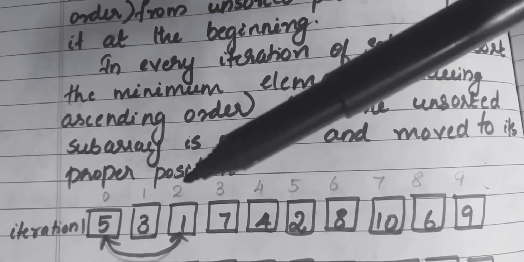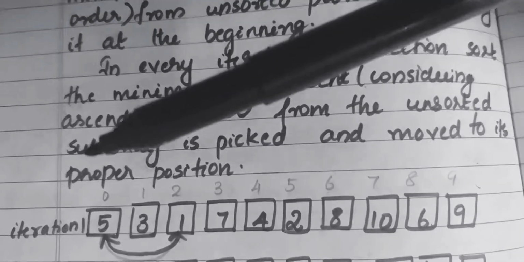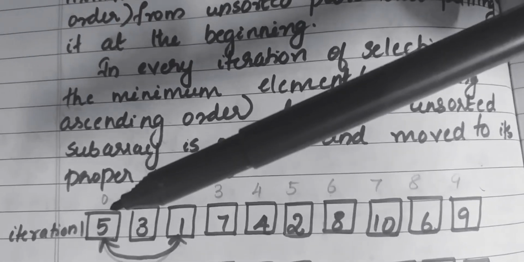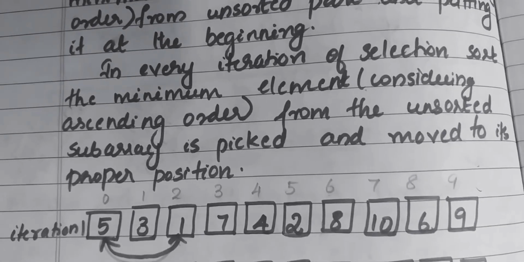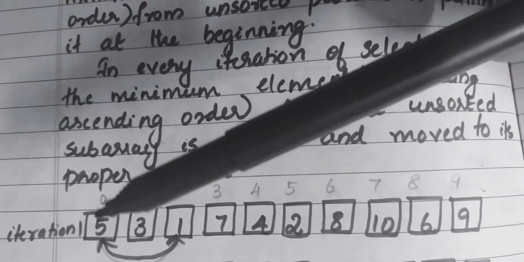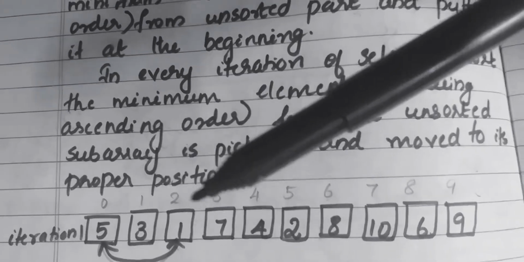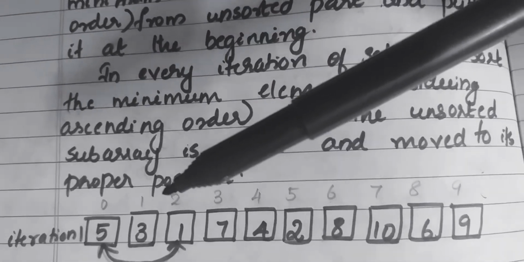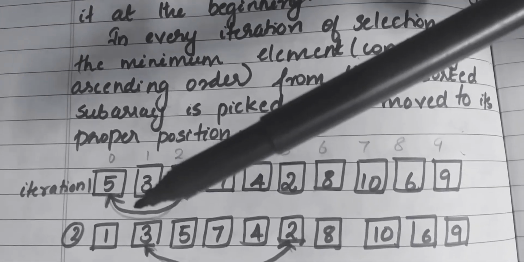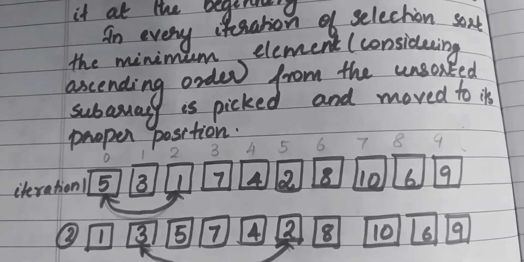The next thing we do is pick 1 from its position and swap it with the first element, 5. That is, we interchange the positions of 5 and 1. 1 is swapped to 5's position and 5 is swapped to 1's position. The remaining elements stay as they are, in their own places. So after the first iteration, the array looks like this: 1 comes to 5's position and 5 goes to 1's position.